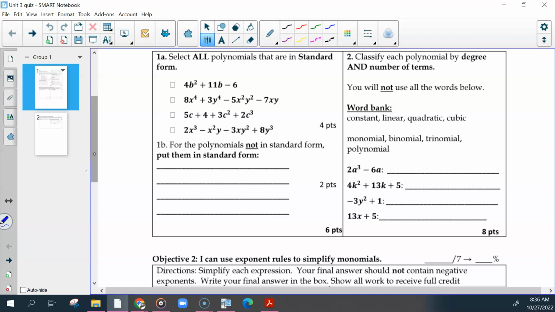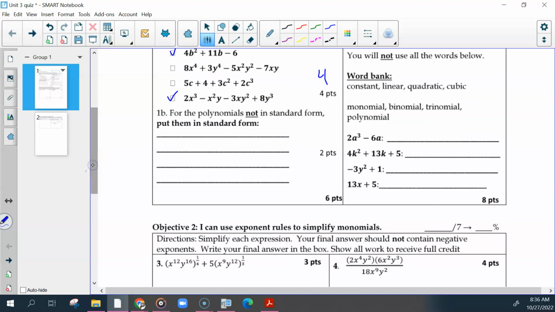It's weird. But there were only two that were in standard form, this one and this one. So if you got those two and didn't choose any others, you got all 4 points. If you missed some of those, that's where it started subtracting points. Then you had to fix these two.